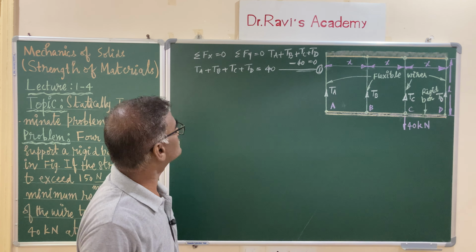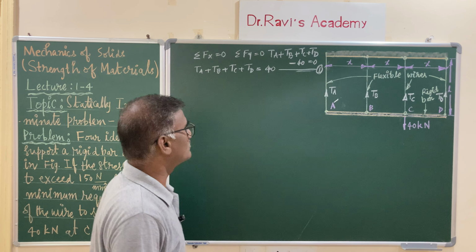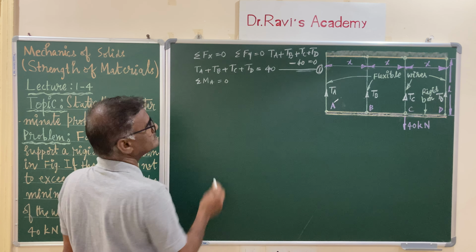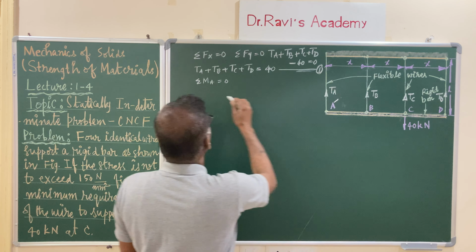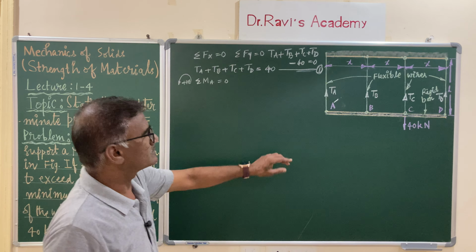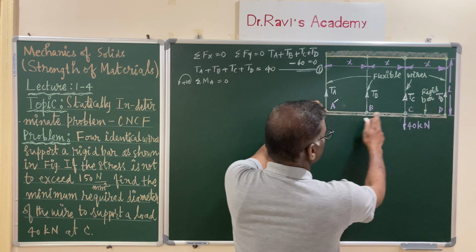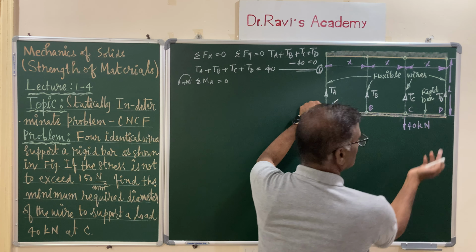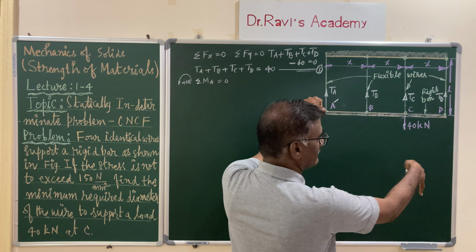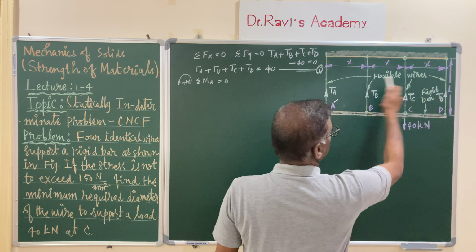Sigma Fy equals 0. And apply moments about point A. A is the moment center. I am writing this as sigma MA equals 0, and giving the sign convention: anti-clockwise turning effects are positive. When you take this as the moment center, there is no moment contributed by TA. You have TB, TC and TD. All these three contribute anti-clockwise moments, which are positive, and only 40 kilonewtons contributes a clockwise turning effect, which is negative.